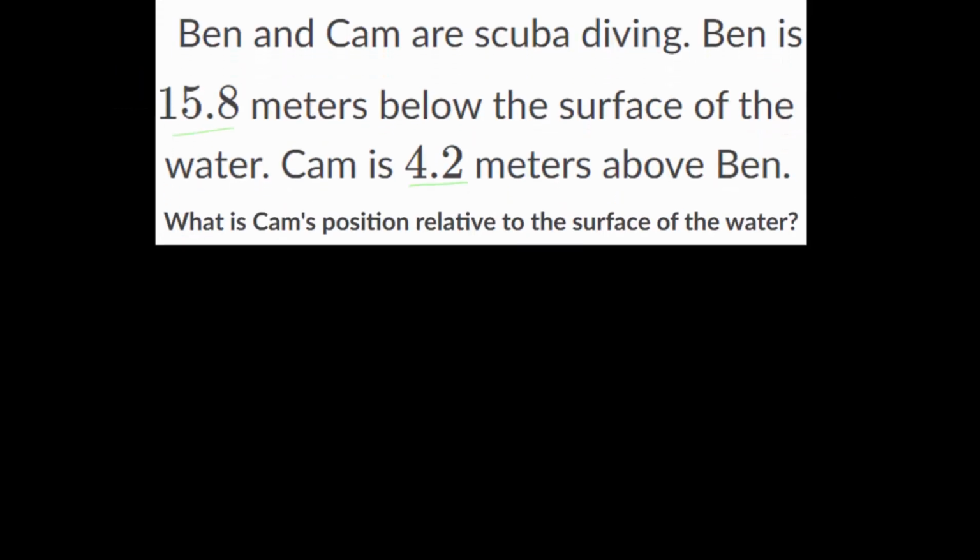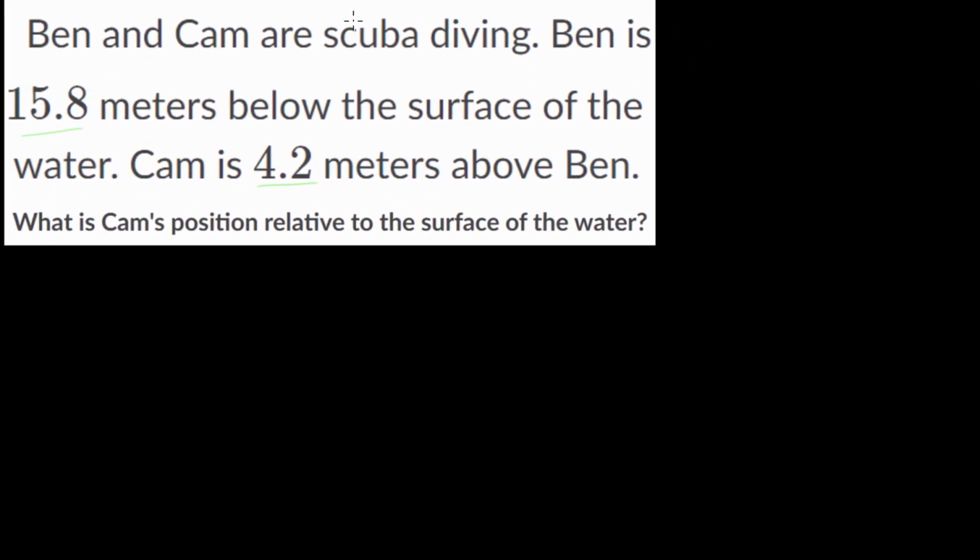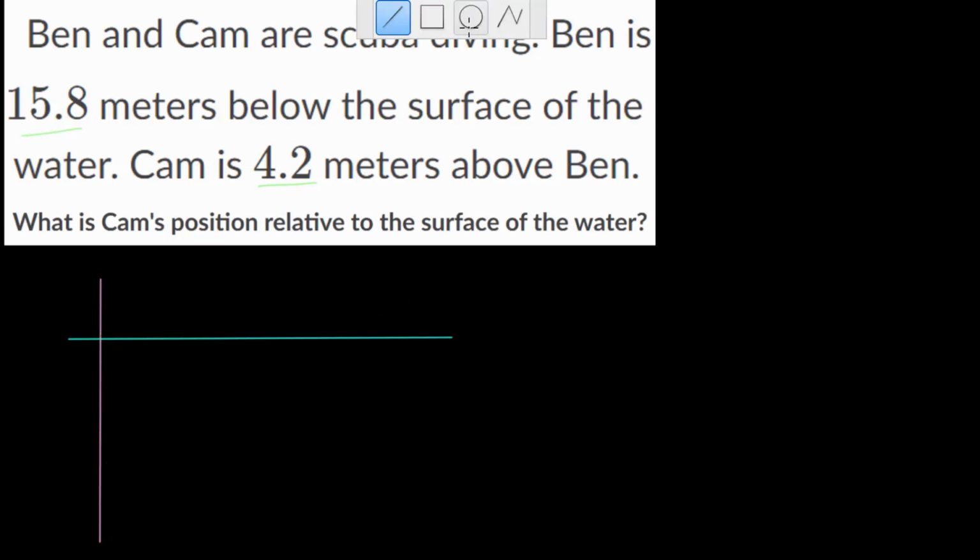Now, assuming that you have attempted the problem, let's start working through this. With word problems, it sometimes helps to draw in some type of diagram. So let's start by drawing in the surface of the water, and we'll need a way to measure where Ben and Cam are relative to the surface. Let me draw in some kind of vertical measurement here.